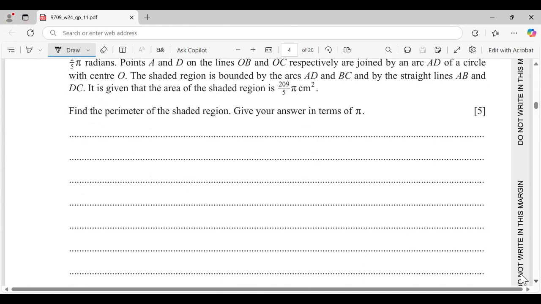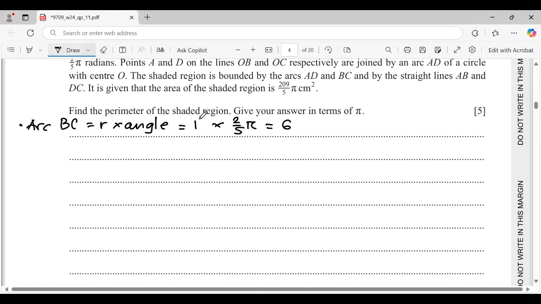And after that, we'll calculate the perimeter. So first, I would like to find arc BC, equal to radius times angle. This is 16 times 2/5 pi. It is not 16, sorry, 15, because the radius is 15. So this is 6 pi centimeters.